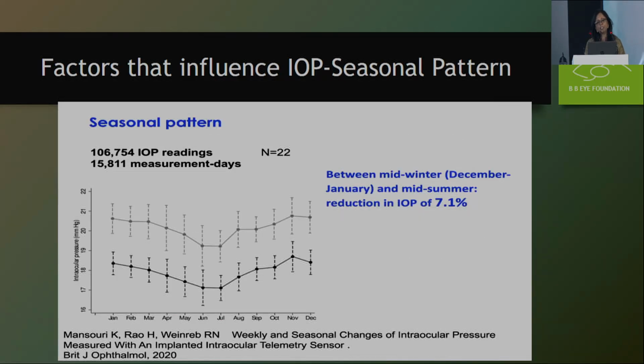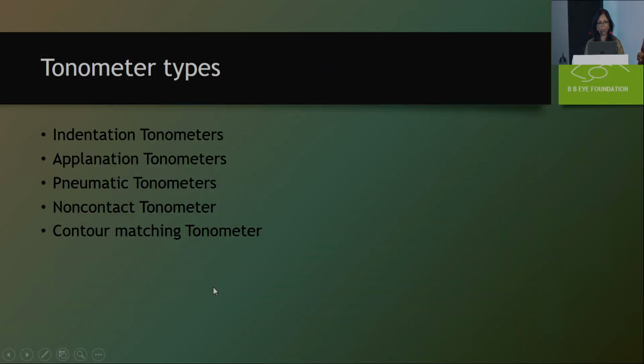Among the factors that influence IOP, seasonal pattern is very interesting. If you have a look at both of these graphs, you see that in mid-winter there is a rise, and in mid-summer there is a fall. That's almost about 7.1%.